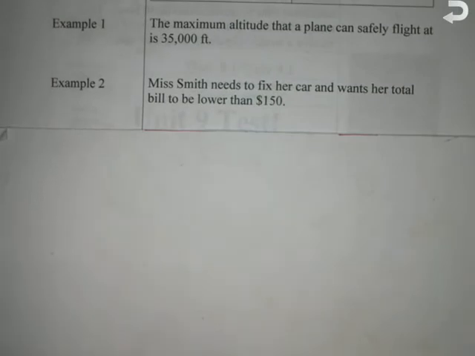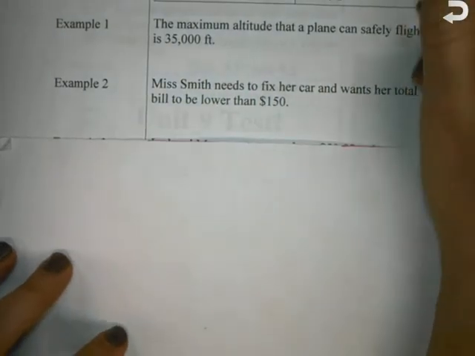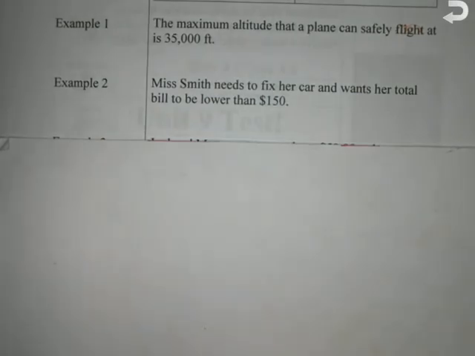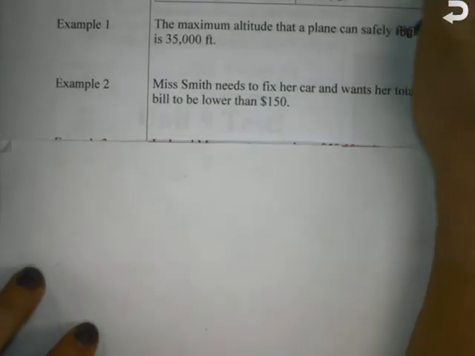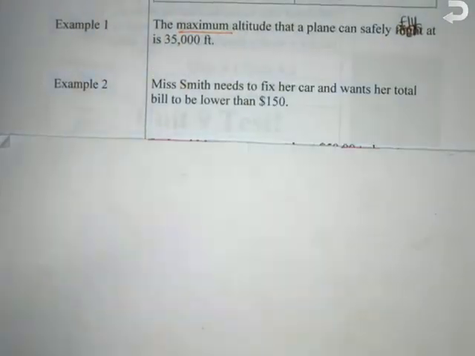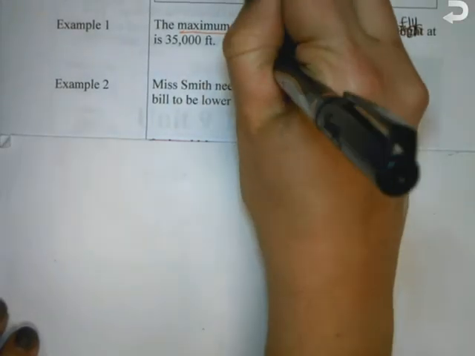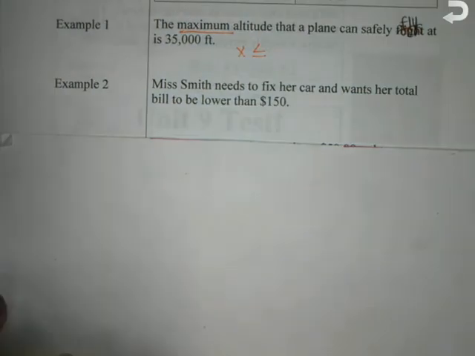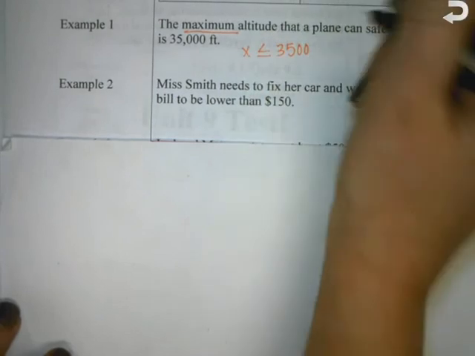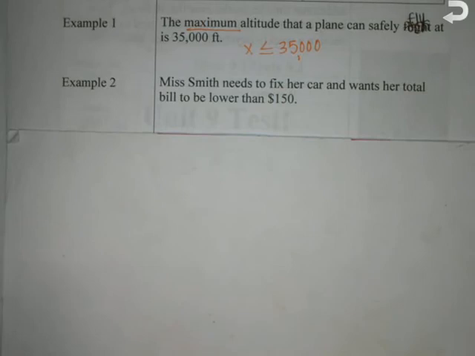Example 1, the maximum altitude that a plane can safely fly at, what in the world? That a plane can safely fly at, is 35,000 feet. If the word is maximum, what would the inequality be? Less than or equal to. So how would I write this? X less than or equal to what? 35,000. For the first 2, all you're doing is translating, then we're actually going to solve them. Okay?